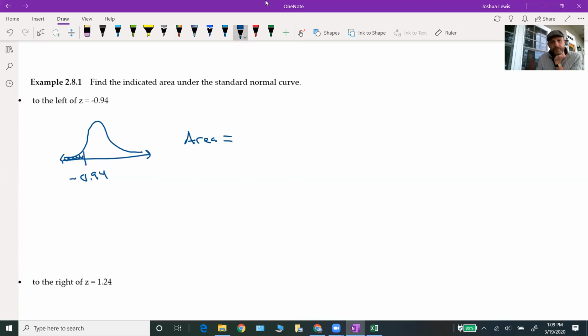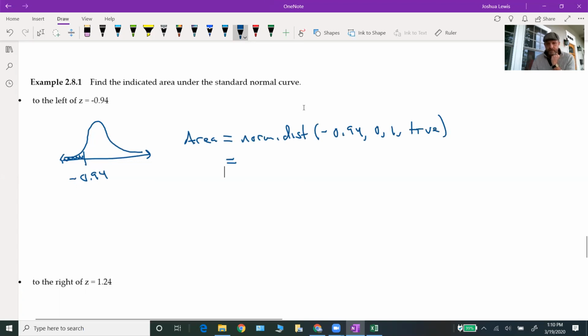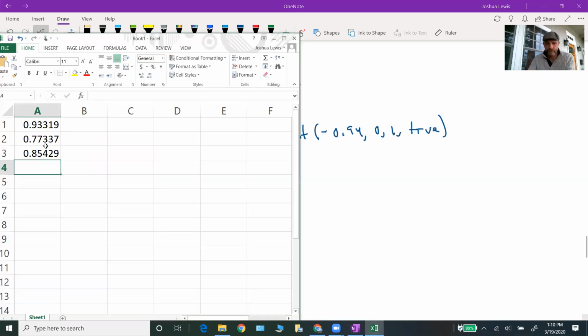And so again, using Excel, I've got negative 0.94, a mean of 0, a standard deviation of 1, and I do want everything to the left. So let's come over here and see what we get. Norm.dist, negative 0.94, comma 0, comma 1, comma true. We get 0.1736.